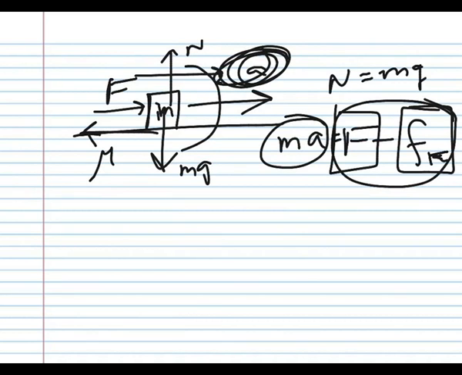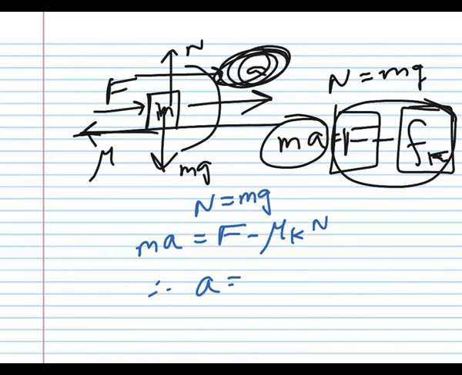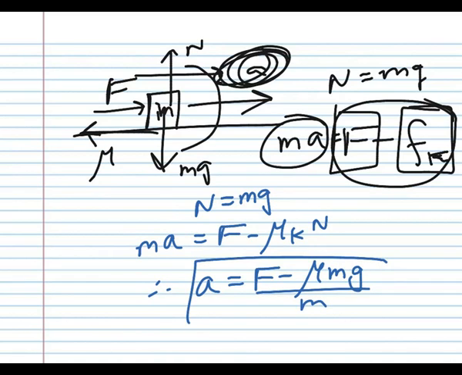So now finally we have n equal to mg, ma equal to F minus mu k n. Therefore a equals F minus mu k mg, divided by m. This is the acceleration. So most of the questions that you get will be based on these concepts.